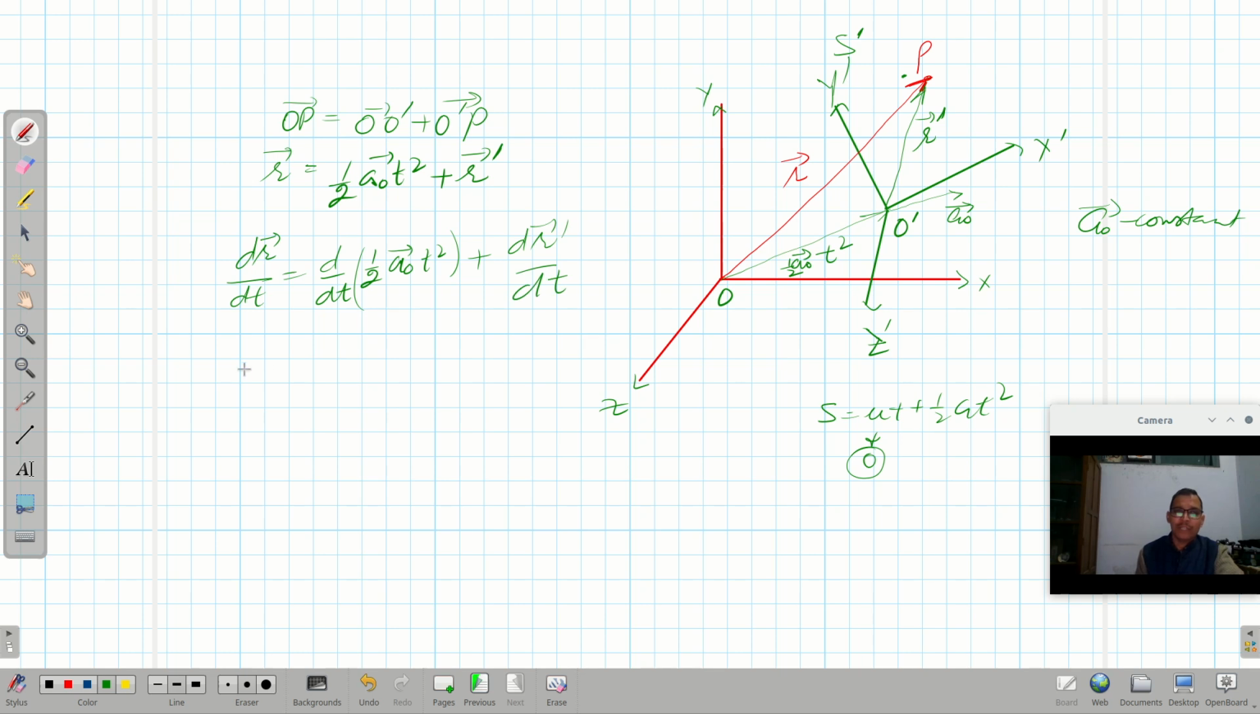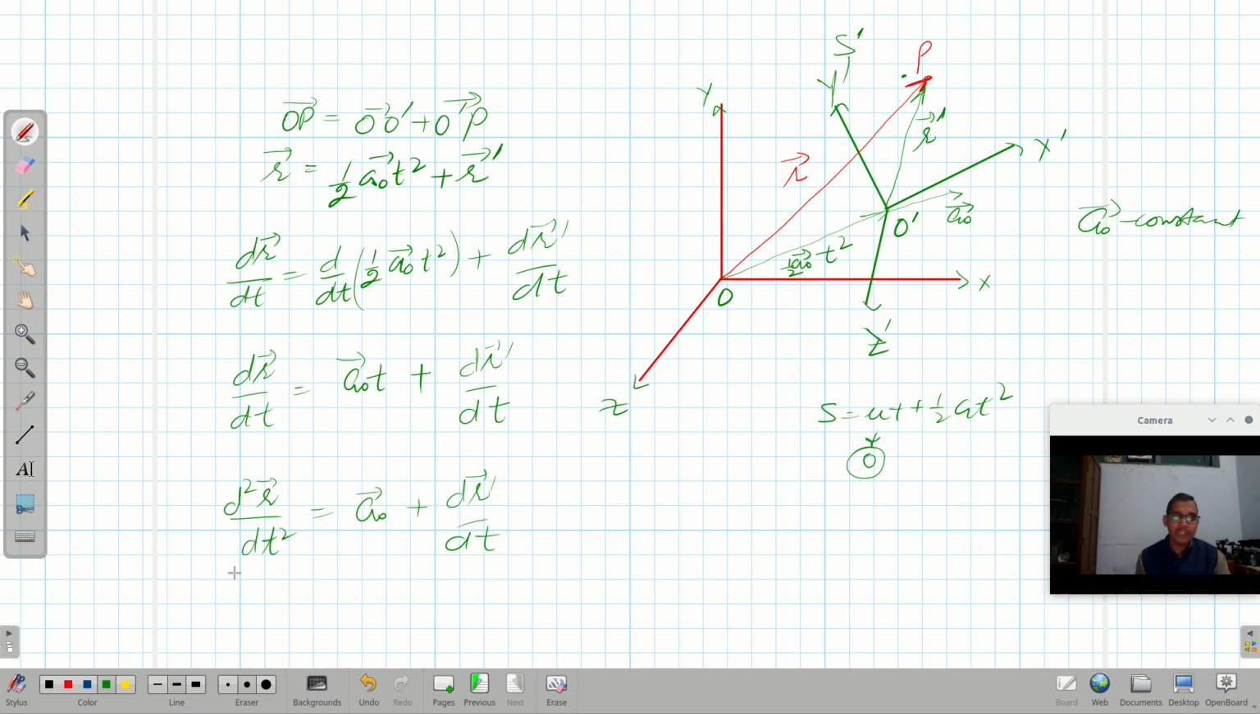So I can write down dr vector over dt is equal to a naught t plus dr prime by dt. Again taking its derivative with respect to time, it will become d square r over dt square is equal to a naught as it is, plus d square r prime over dt square.